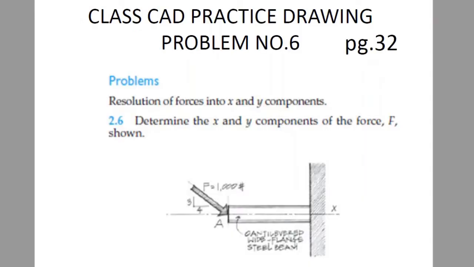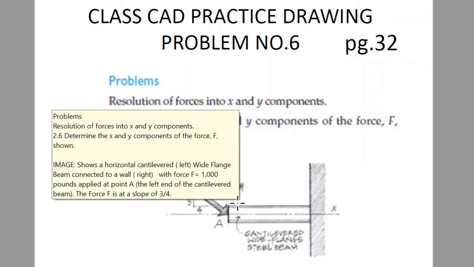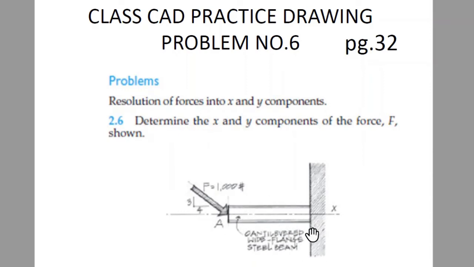Let's take a look at Class CAD practice drawing problem number 6 on page 32. This problem will show us the resolution of forces into the x and y components. Problem 2.6 says, determine the x and y components of the force F shown. So here we see force F is equal to 1,000 pounds. We do not need to worry about the cantilevered beam or the horizontal support the beam has. All we will do is focus on F is equal to 1,000 pounds and find the x and the y components.